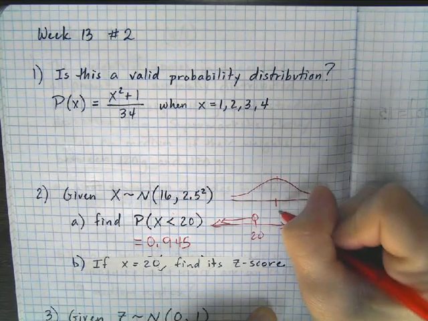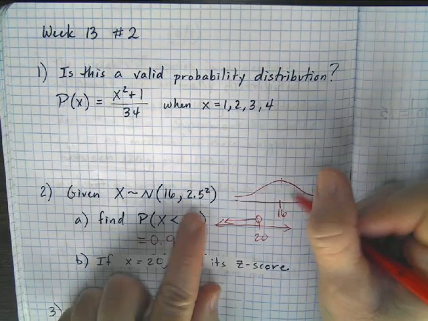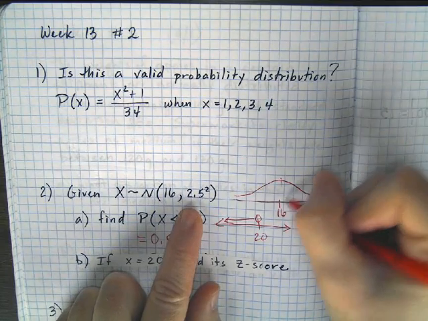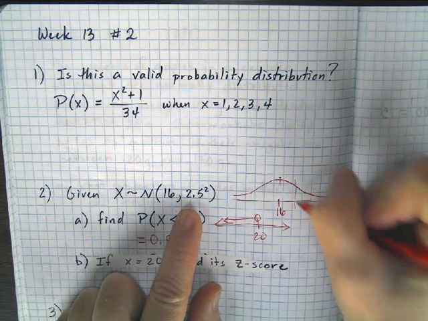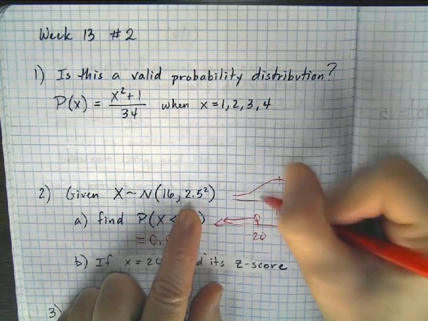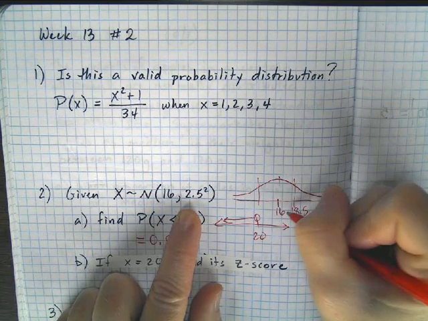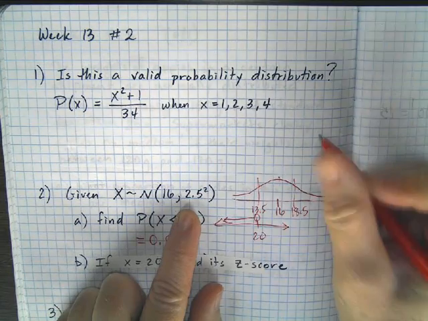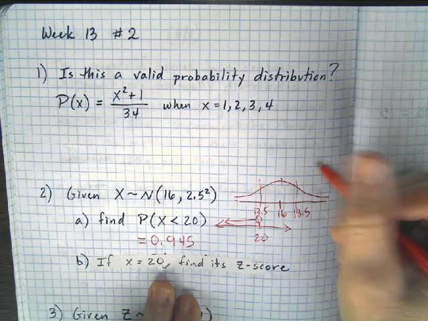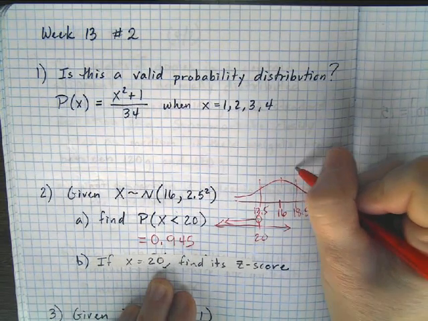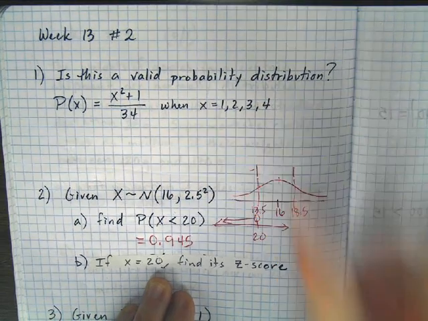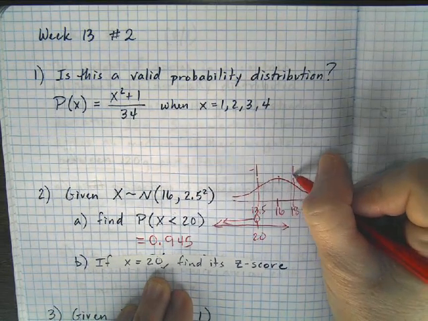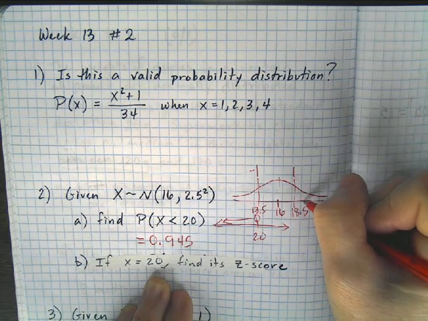My mean was 16. My standard deviation is 2.5, so 16, 17, 18.5. And this way, I would minus 2.5, so that would be 13.5. So my z here would be 1, and here my z would be negative 1. 20 is going to be over here, so it's going to be more than 1. I know my z-score is going to be more than 1, but let's go ahead and use the formula.